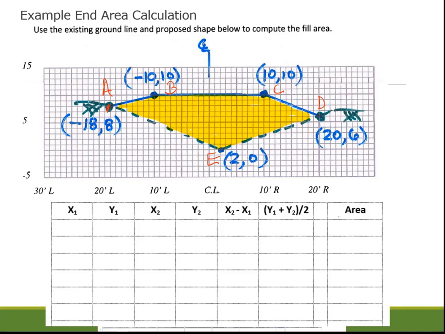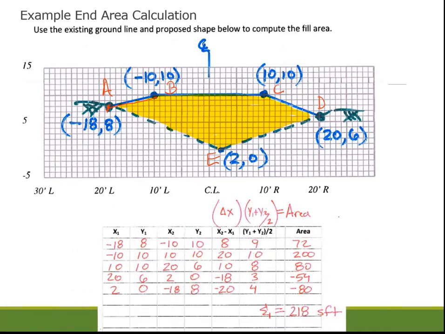So I input the X position of point A, that's negative 18, and the Y position of point A, that's 8. Then I look at the line from A to B, and I input the X coordinate of point B, which is negative 10, and the Y coordinate, which is 10. And I'll go ahead and fill this out for lines BC, then C to D, and D to E, and then finally from E back to A in order to close that shape.